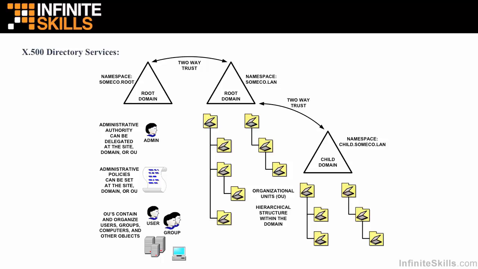The child domain must have this contiguous namespace, but also has the same two-way trust between its parent domain and the child domain. And the trusts in this environment by default in implementation are also associative. In other words, the child domain has a trust relationship with the root domain. The root domain has a trust relationship with the sumco.root domain. And as a result, there is trust between sumco.root and child.sumco.lan. So it's transitive in addition to being the two-way trust that we described.